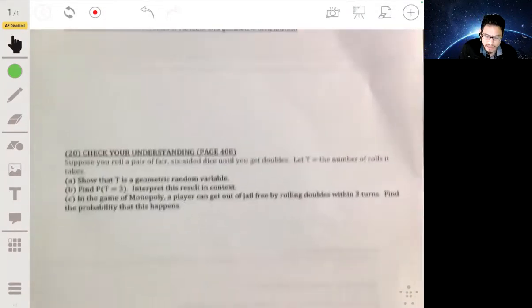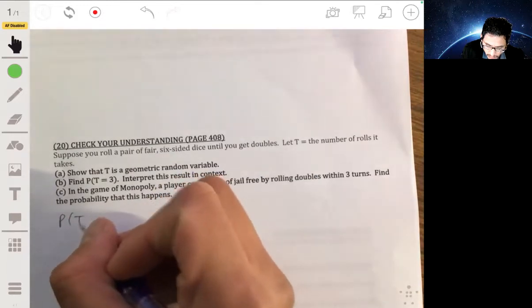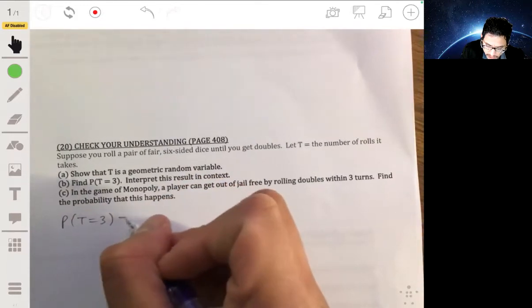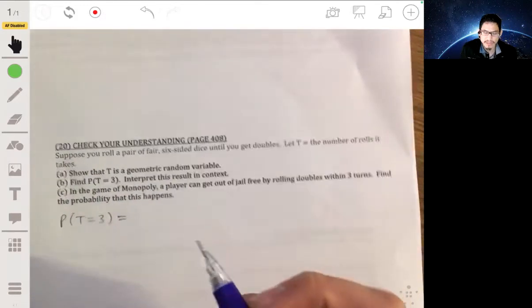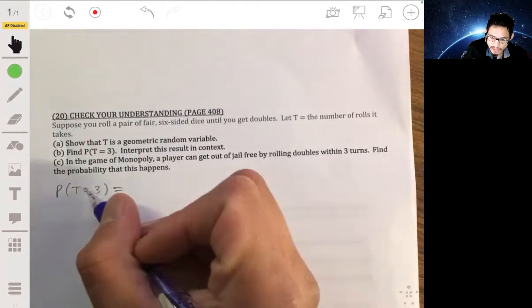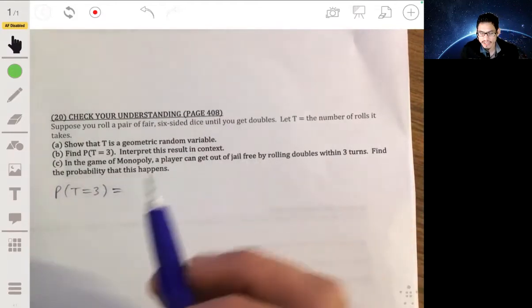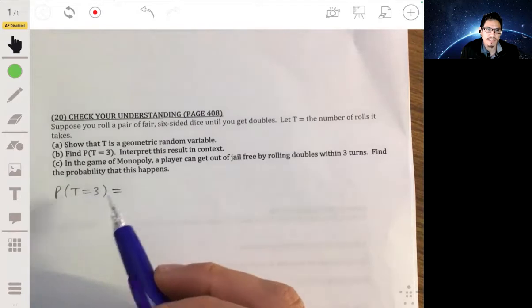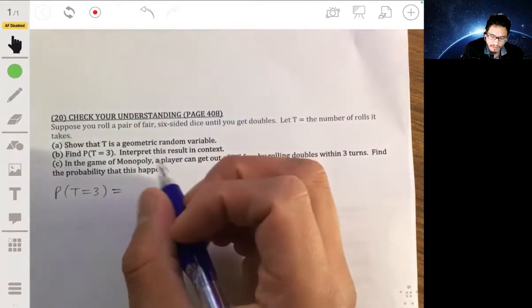Right, so the probability t is 3. So what is it? What are we trying to figure out here in context? Since we have a geometric setting, we're basically trying to find the chance that you're going to get a success on your third trial. So what's the chance that you're going to roll doubles on your third trial?